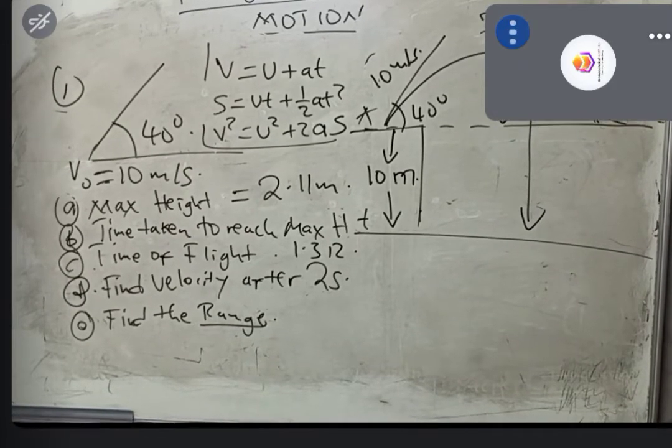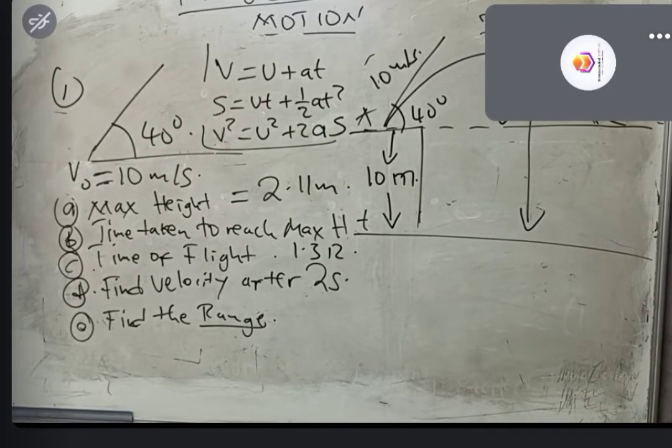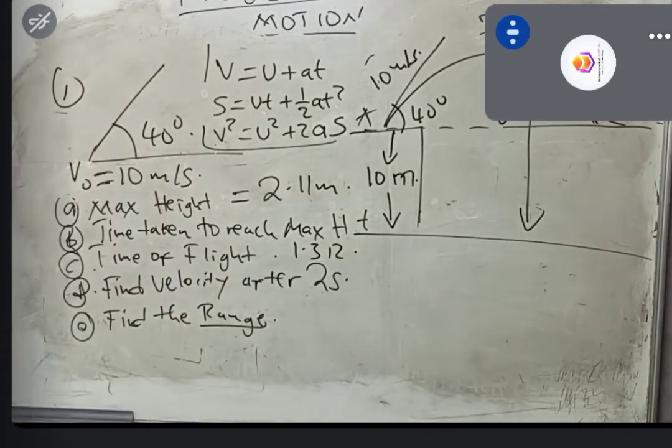Practically, when you're talking of the height, you measure it from the ground, right? So if you say the maximum height is 2.11 while you're standing on a building, it doesn't make sense. You need to add the height of the building as well.